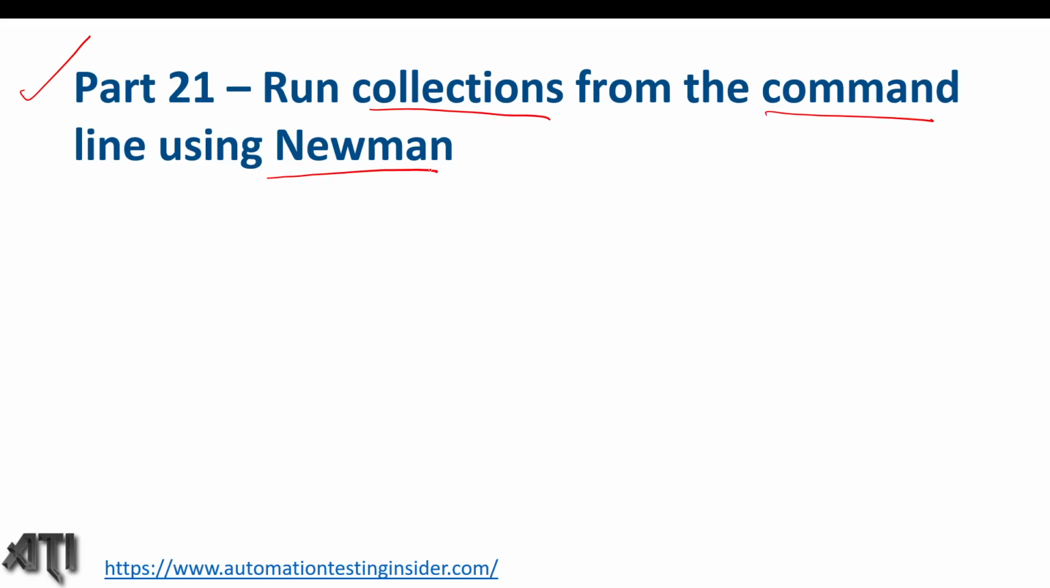Today we are going to talk about how we can run the collection from the command line using Newman. So basically we'll see how we can run our Postman collection using command prompt, or command line. There are two ways in which we can run the collections from the command line. What are the two ways? The first one is using the Newman tool, Newman CLI, and another one is through Postman CLI. CLI is nothing but the command line, correct? So these are the two ways we can run our collections from the command prompt or command line.